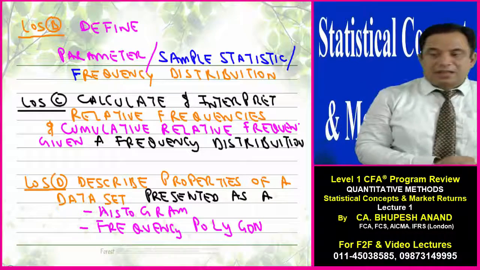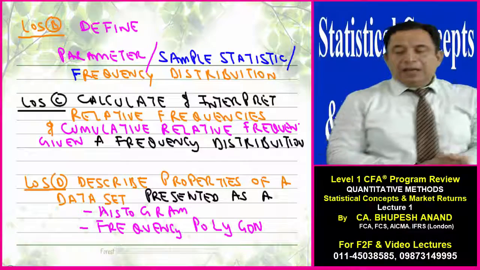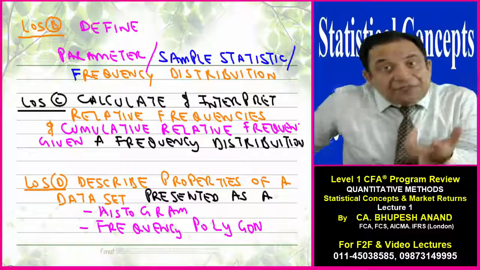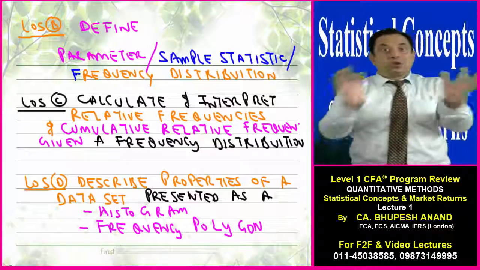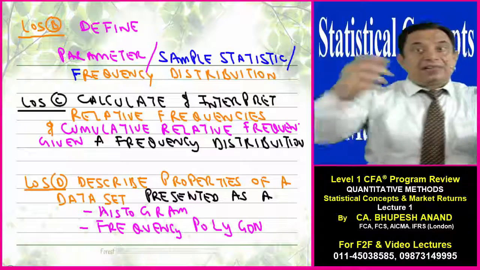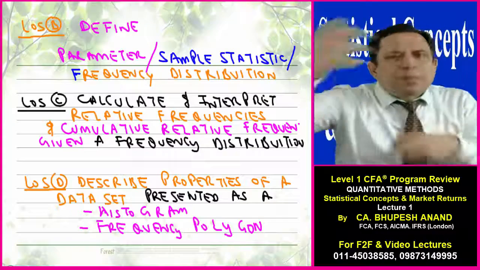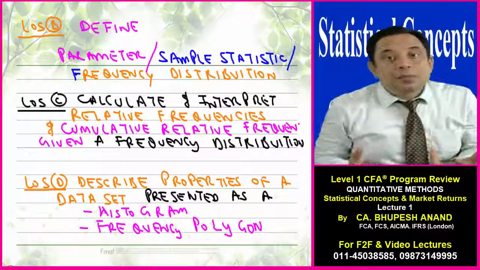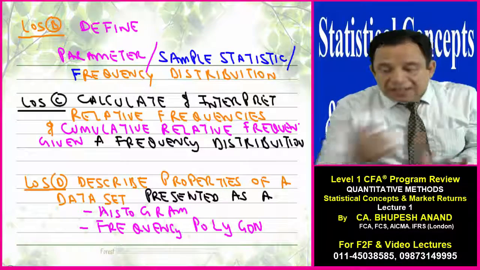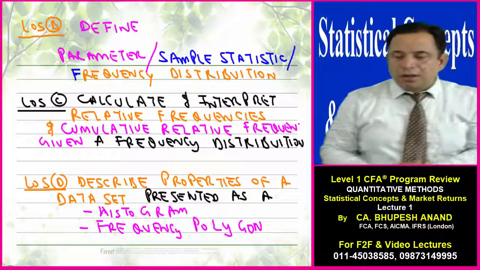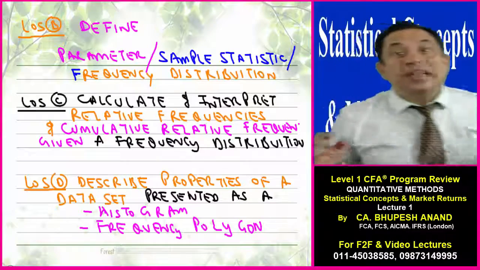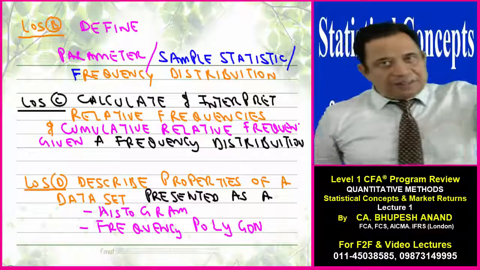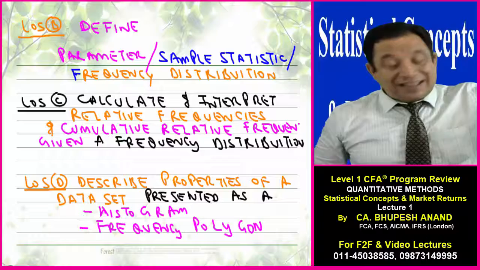So next is parameter, sample statistics, learning outcome number B. Learning outcome number C is very important. Calculate and interpret relative frequencies, because we have to compare two pieces of information, two data sets, then relative frequencies, and to make it more meaningful, cumulative relative frequencies and a frequency distribution. Because in learning outcome number D, we have to prepare a histogram and a frequency polygon, which we must have prepared at graduation level. So please write down these learning outcomes.